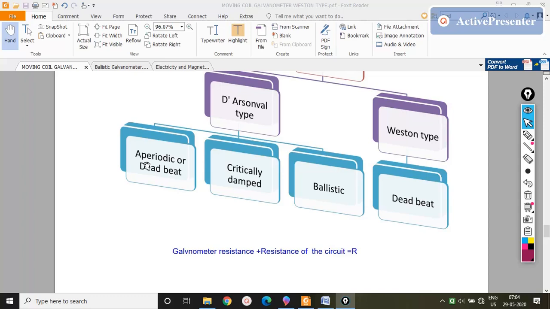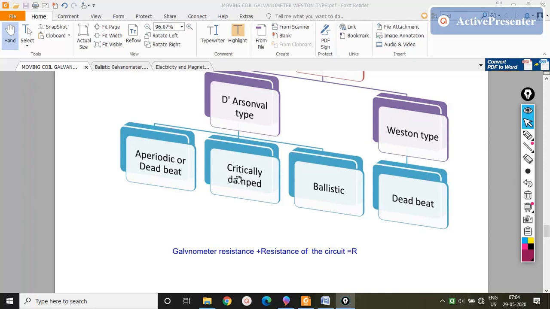Such a condition is also known as aperiodic condition. So your spot in the lamp and scale arrangement of this type of suspended D'Arsonval type galvanometer will come to rest just after deflection. Then what is critically damped condition?